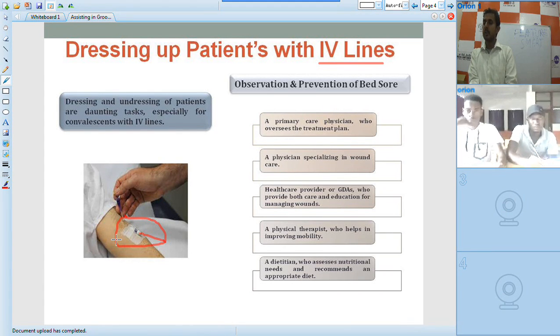You need to provide the education and the movements of the wound patient, and the instruction for that, to the patient properly. In such case, if required, physical therapy must be provided to improve the movement or the mobility of the patient.